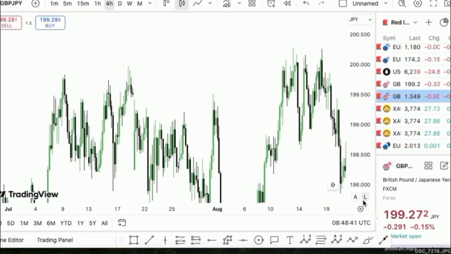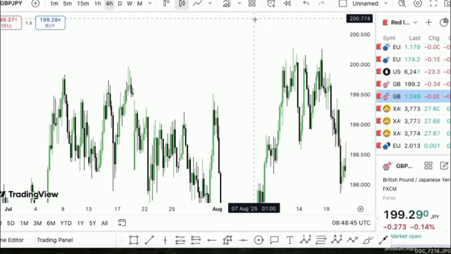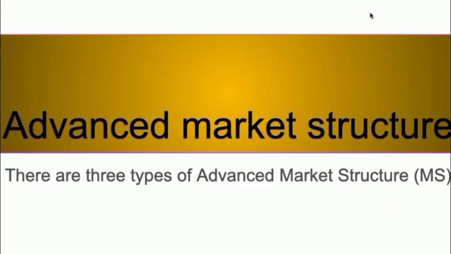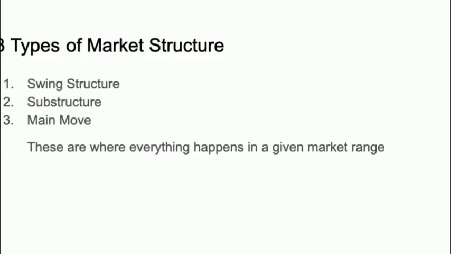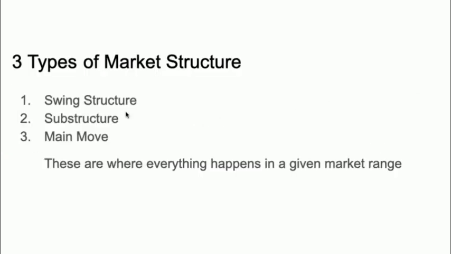Now let's begin. Before I come back to the chart, I'd like to show you some quick examples. There are 3 types of advanced market structure: the swing structure, the substructure, and the main move. These are where everything happens in a given market range. Pay attention closely, because these 3 types of market structures all work together.